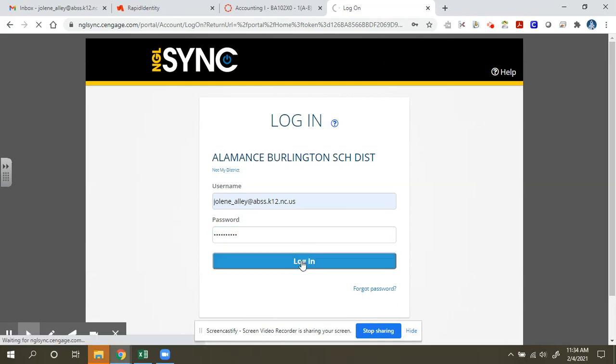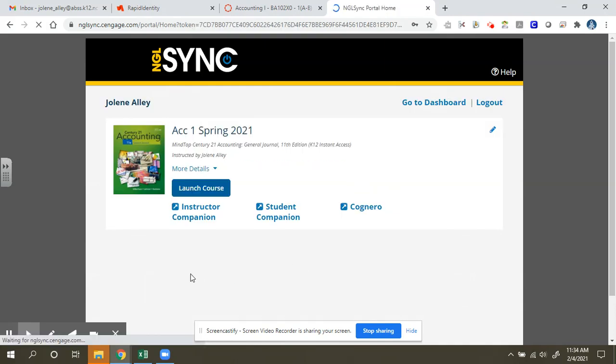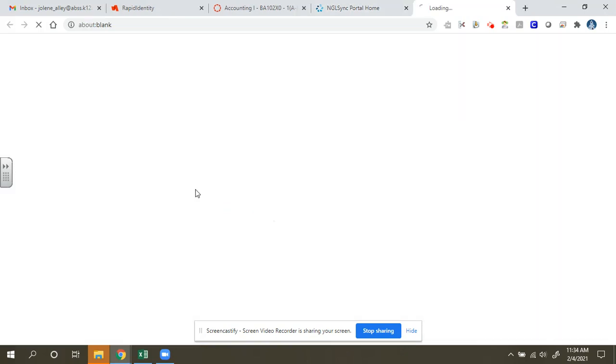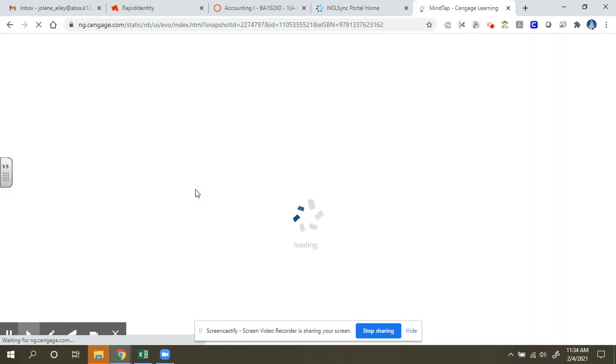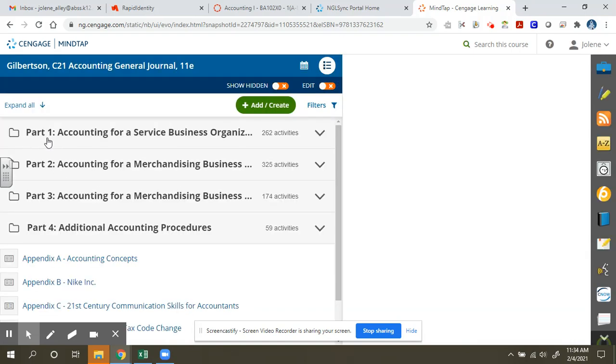So that we can go in, and we're going to be going this time to 2-1. Okay, here's Launch Course. This is your book, the green book, Launch Course. Click on that. It will load the book, and it'll show you 4 different sections of the book. And today we're going to be going into the first section, Part 1.